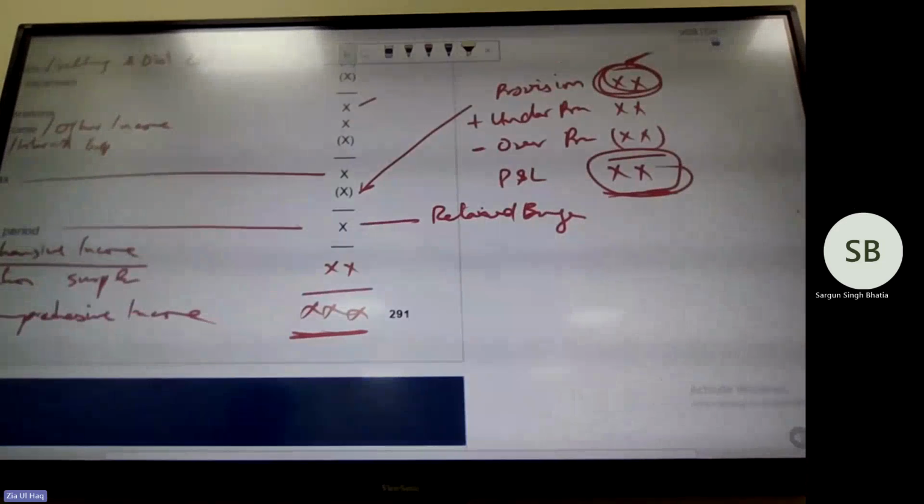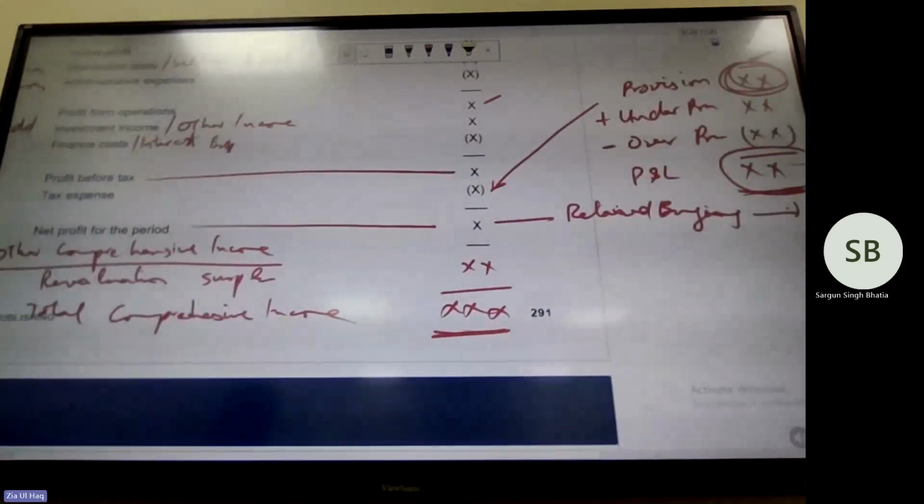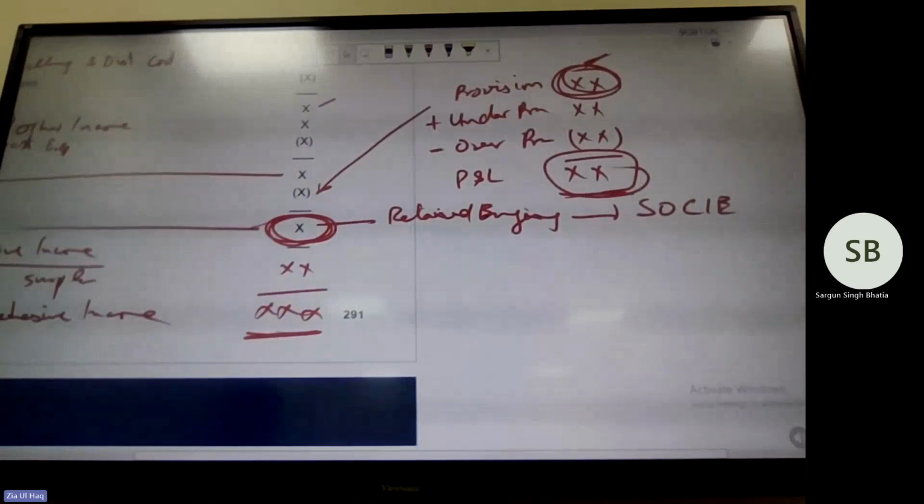Not in the balance sheet. In fact, this will go to the statement of changes in equity. This profit figure will go into the statement of changes in equity. How to prepare the statement of changes in equity, we will discuss today.